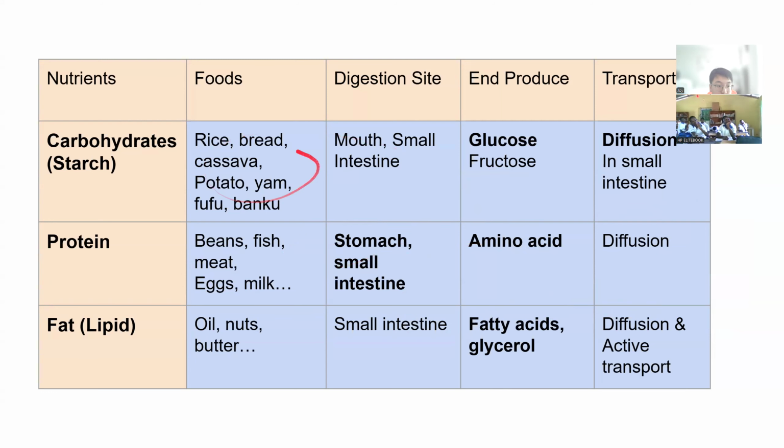And another important thing to note is that things like milk and beans are not completely proteins. Some foods are a mix of proteins, fats, and carbohydrates. Many of the foods are a mix.